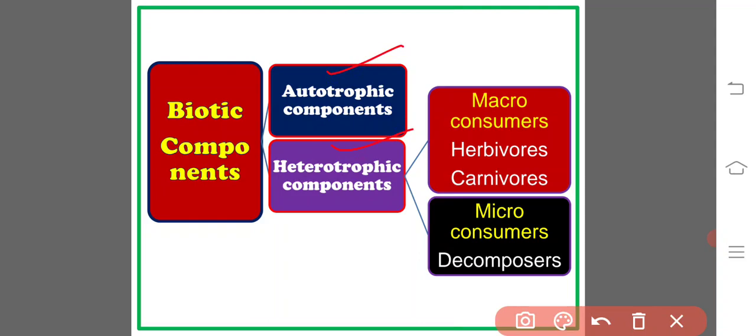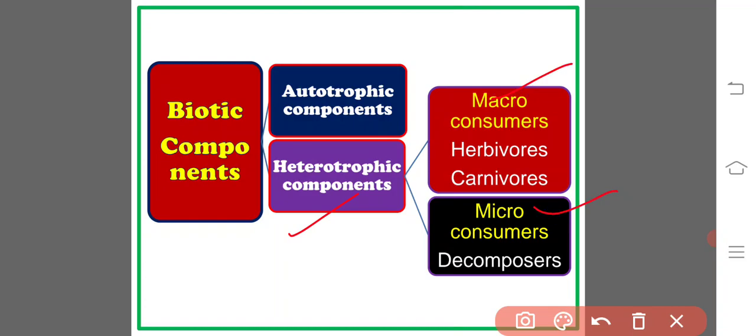What are the autotrophic components? They consist of green plants and photosynthetic bacteria. They fix the solar energy by using simple inorganic substances and synthesize complex organic compounds. These members are also known as the producers of the ecosystem. Whereas the heterotrophic components consist of organisms which use the complex food material and decompose it. They are divided into two categories: macro consumers and micro consumers.